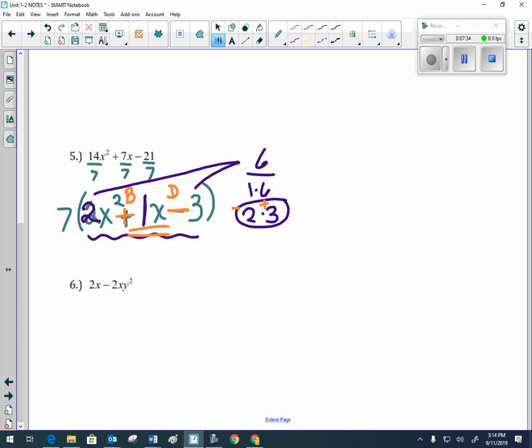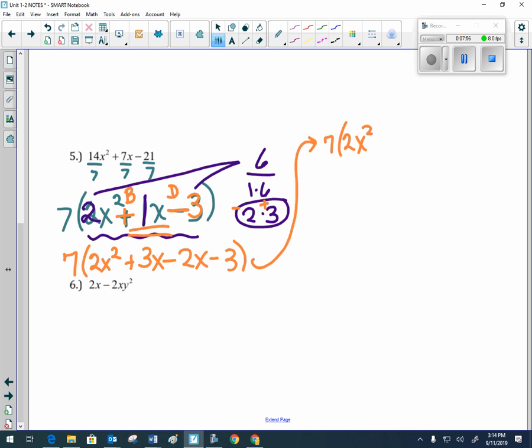I'm splitting this middle. So the 7 stays out front. The 2x squared carries along. Instead of writing 1x as 1x, I'm going to write it as plus 3x minus 2x. The minus 3 that we have on the end comes along. And I'll continue this problem over here. I'm going to do 7, 2x squared plus 3x minus 2x minus 3. I'm going to do the grouping.